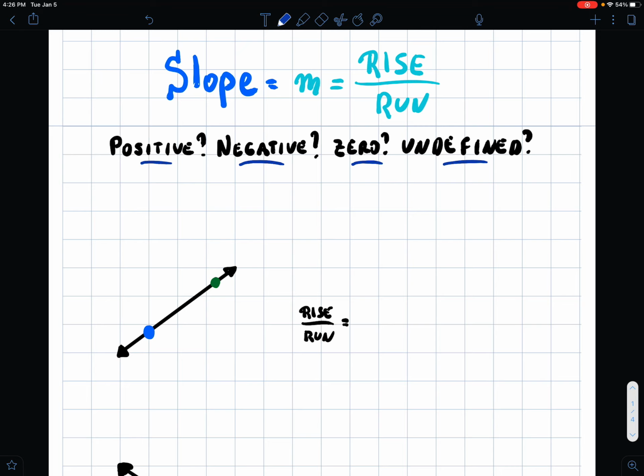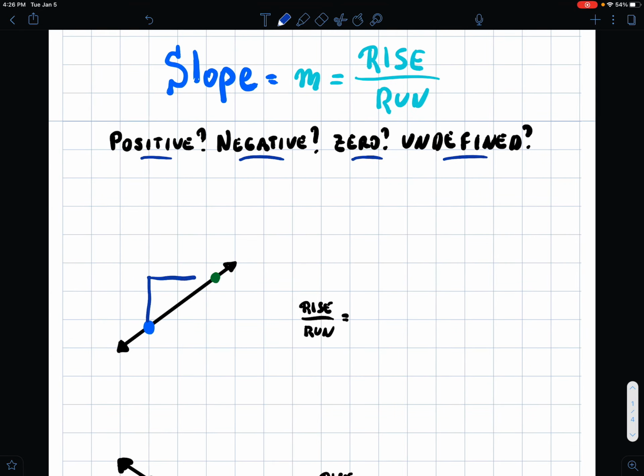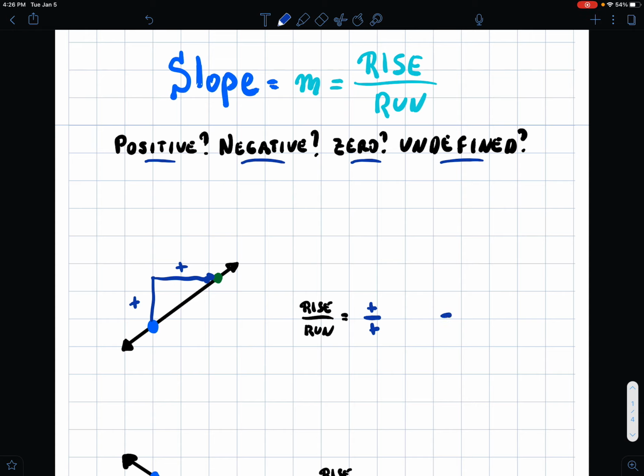Since the slope is the rise over the run, if I go from the blue towards the green, if I go that way, well, this one's going up, which gives us a positive. So the rise is positive. And the run's going this way, which is also a positive one. And a positive over a positive gives us a positive answer.